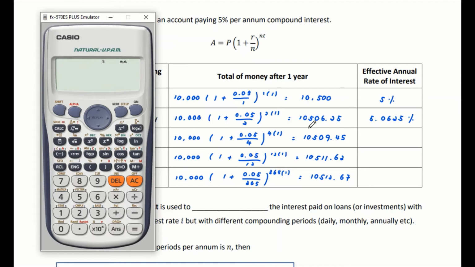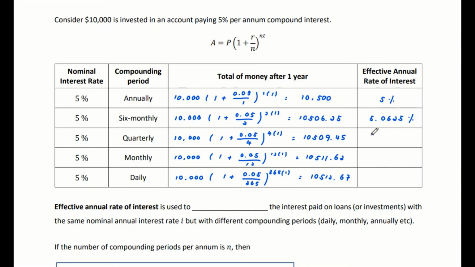So similarly, when you look at the next one, it gives you the same thing as well. You receive a total of 509.45 after 1 year. Okay, so divide by your principal here, which is 10,000. Then you realize that when you multiply by 100, you get an interest rate of actually 5.0945. Okay, so eventually this value is also bigger than 5. By using the same idea, I hope you can see the pattern here already. So this is going to be 5.1162. You can try to calculate in your calculator, it's just the same thing.